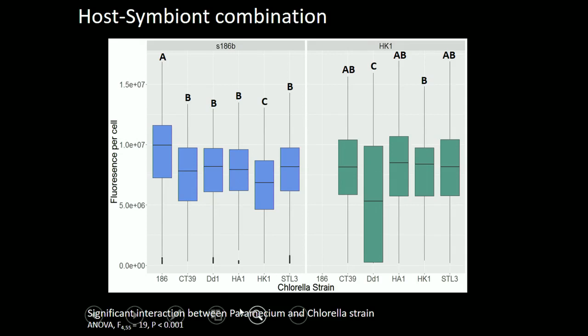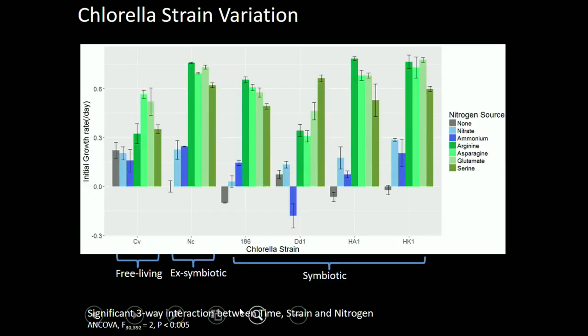So having seen different combinatorial effects of the symbiotic chlorella, we asked whether this might be due to differences in their metabolism. The first thing we looked at was whether their nitrogen metabolism would differ, as this is how they interact with the host. So a series of chlorella were grown on different nitrogen sources. This is, again, the free living, the lab strain, and a few different symbiotic strains of chlorella.